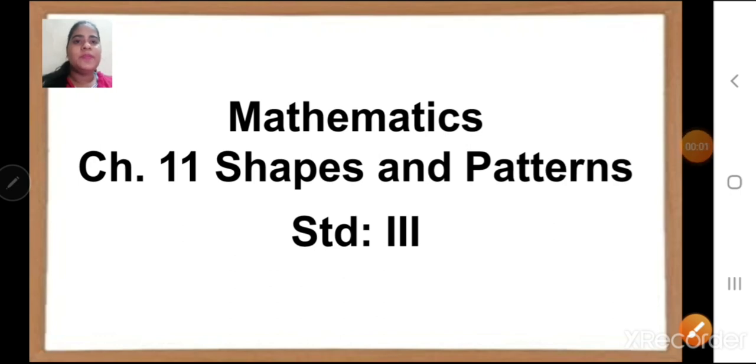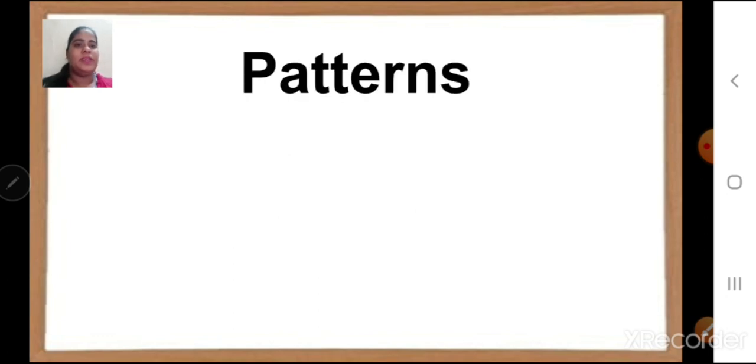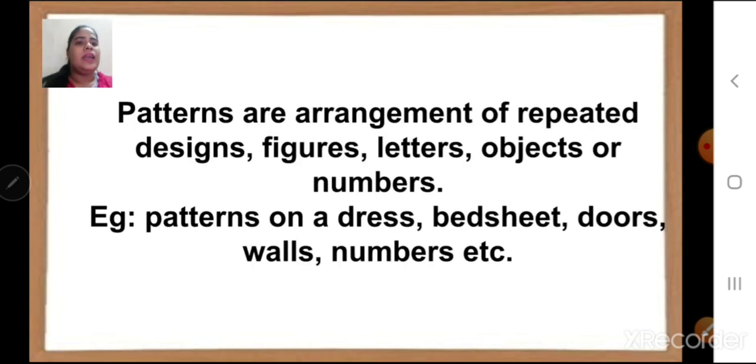Welcome children. Students, let us continue with our chapter number 11, shapes and patterns. Today we are going to learn about patterns. Now what is a pattern? We can say patterns are arrangements of repeated designs, figures, letters, objects or numbers.